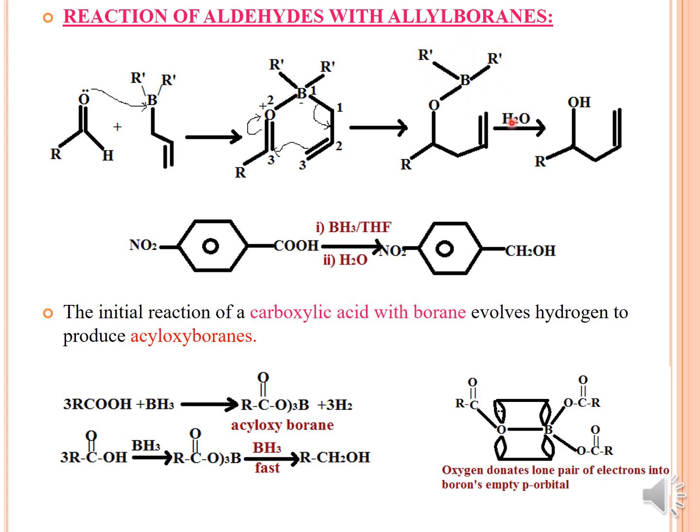One of the hydrogens will bind to the oxygen. First it will gain a negative charge and abstract the proton from the water molecule, and then OH minus will bind to the boron atom, and you will get back this product.